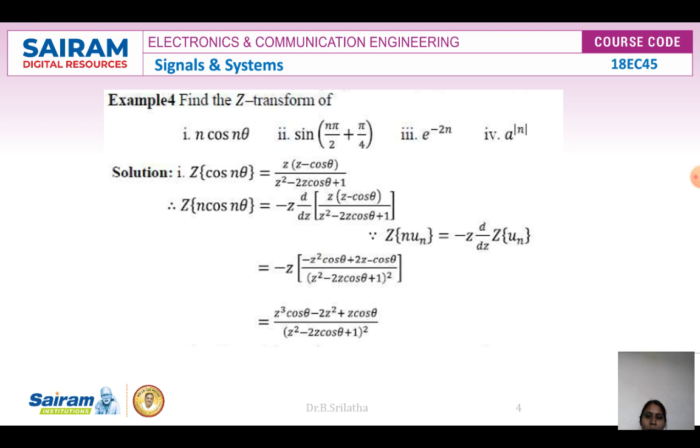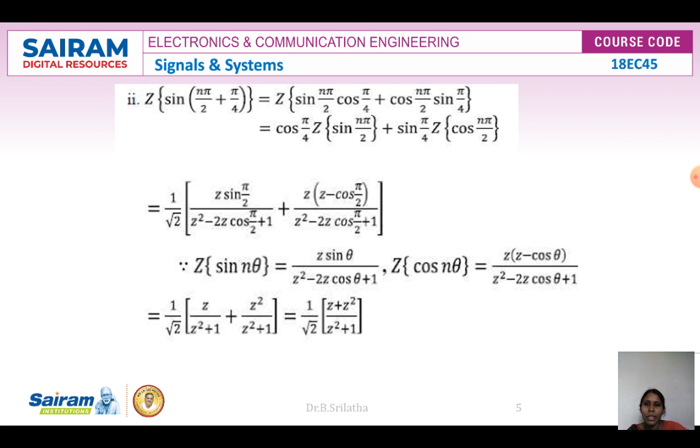Next, if you multiply this minus z inside, we'll get this one. So we got the Z transform of n cos theta using that formula.